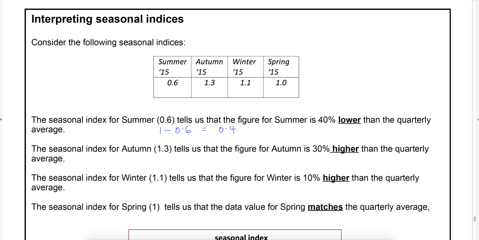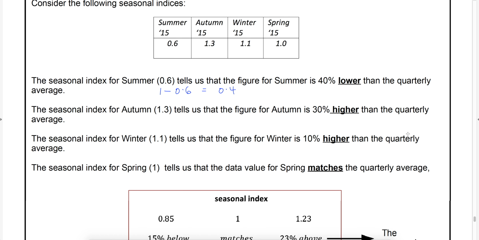If you have anything that is over 1, this obviously means that it's higher than the average. So below 1, lower; above 1, higher than the average. And if you look at what proportion it's above, it's 0.3 above 1, which converts, of course, multiply it by 100, to 30%. So 1.3 means that the data for autumn was 30% higher than what the quarterly average was. Likewise, 1.1, that's 10% higher. And spring, because it is exactly 1, means that the spring data was exactly the same as the quarterly average, or it matches the quarterly average.